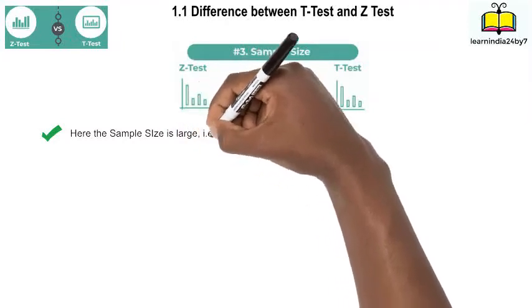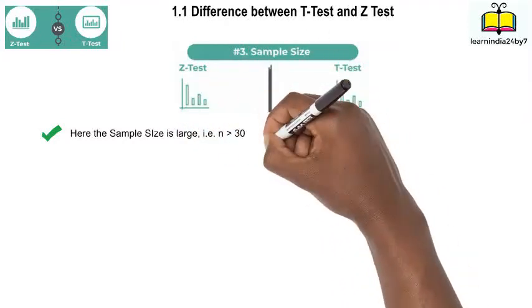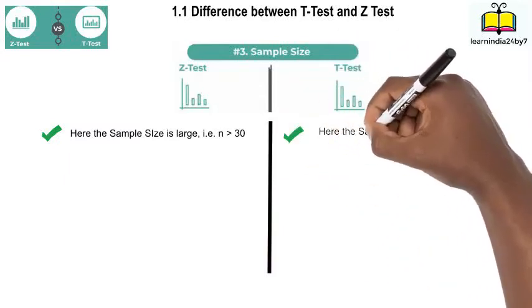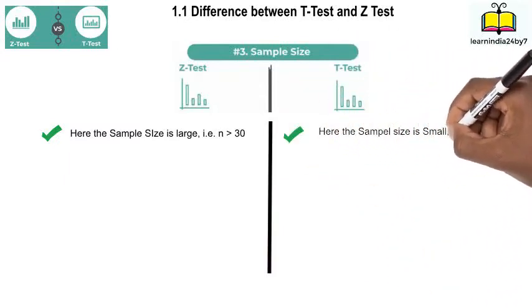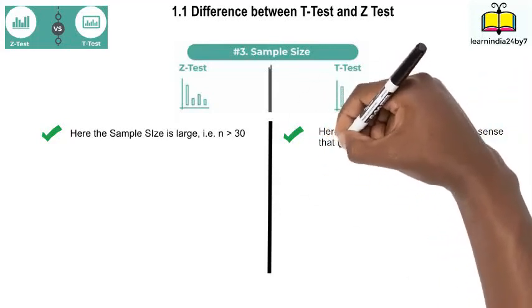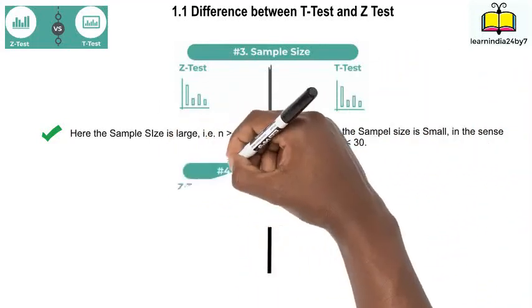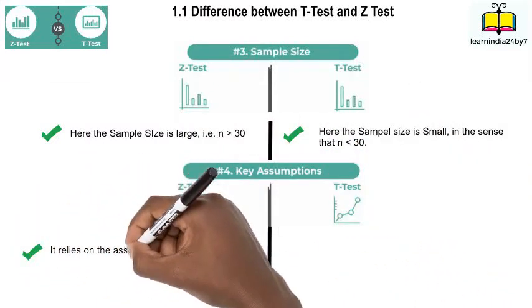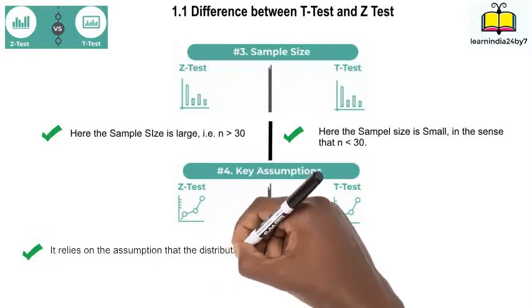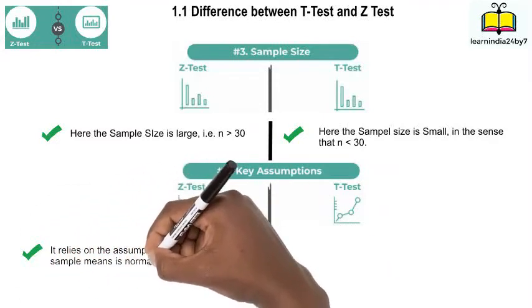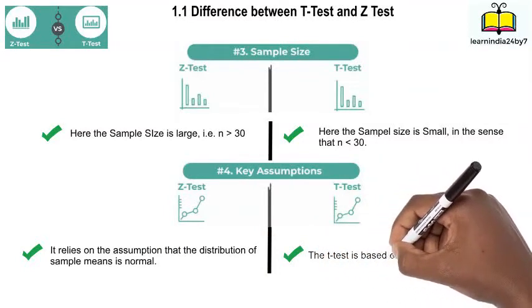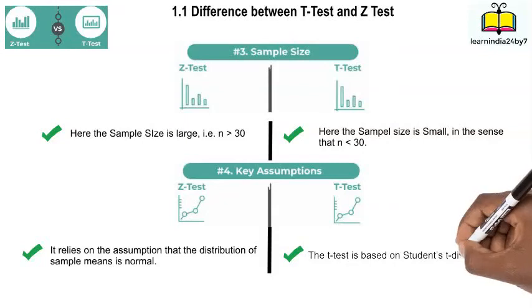In case of z-test, the sample size is large enough, that is greater than 30. Whereas in case of t-test, the sample size is small, that is less than 30. Z-test relies on the assumption that distribution of sample mean is normal, whereas t-test is based on student's t-distribution.